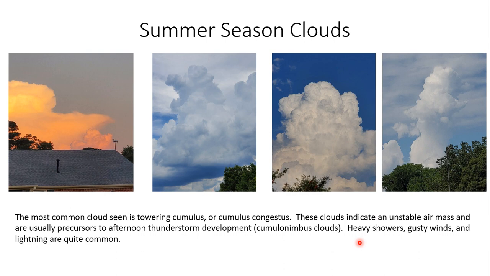They indicate an unstable air mass when you see these. Usually they're precursors to afternoon thunderstorm development. So if you see something like this during the summer, it's a good indicator that you may see some showers and thunderstorms, gusty winds and lightning a little bit later in the day.